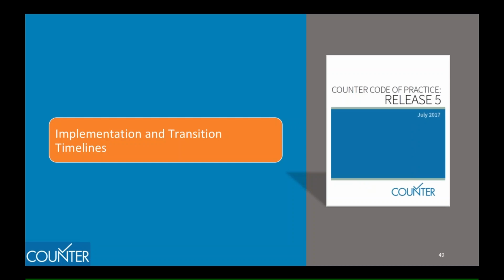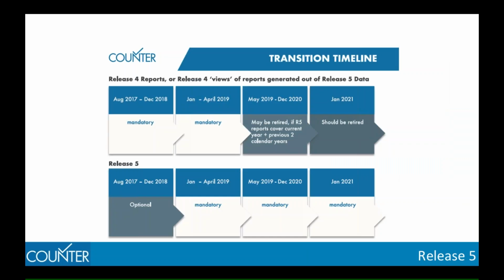And Counter 5 implementation and transition. So right now, Counter Release 5 is optional from August 2017 to December 2018, and it will be mandatory starting from January 2019 for the compliant publishers, and it will be moving forward to mandatory.